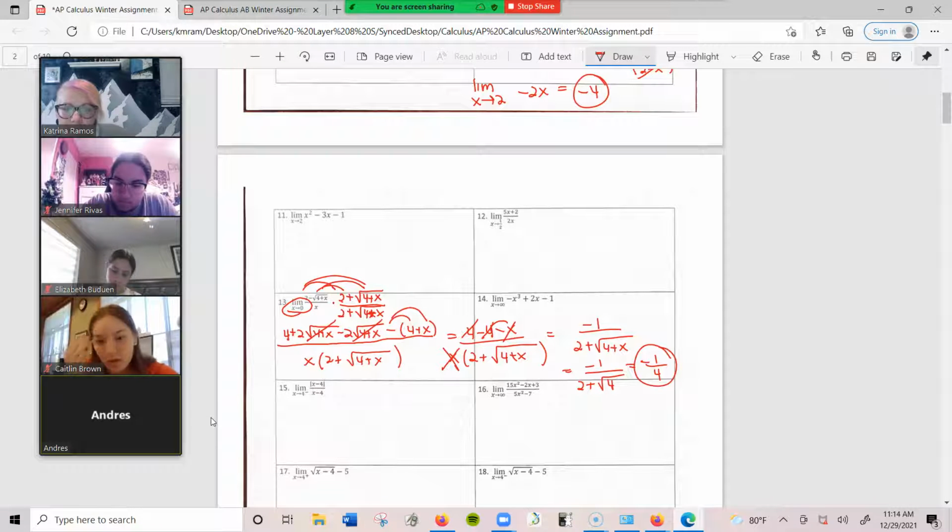Because of this negative right here. When we canceled out the x's, the numerator was negative x, so you still have that negative 1. Did you get that? Since I can't see you, you can just use the little thumbs up or whatever. Okay, cool. Alrighty. What else?